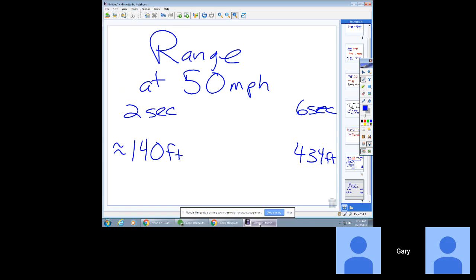What I would say, let's erase this part. I would say the distance is going to be less than 434, and the distance is going to be greater than 140. And this is called a compound inequality, and you always read from the variable. The variable here is the word distance, right? Because some people look for 2 seconds, some people look for 6, some people do it somewhere in the middle. So the distance varies.